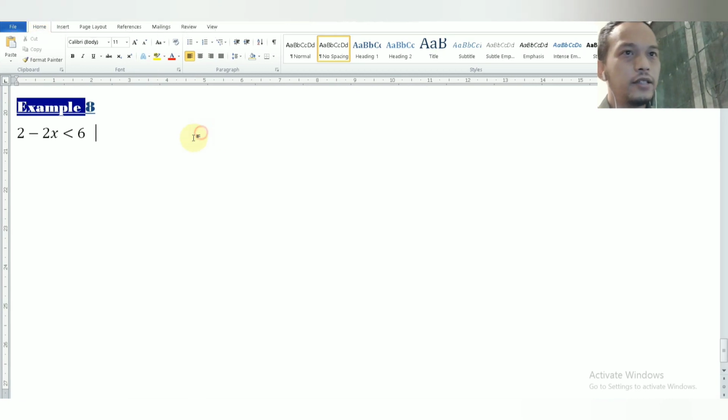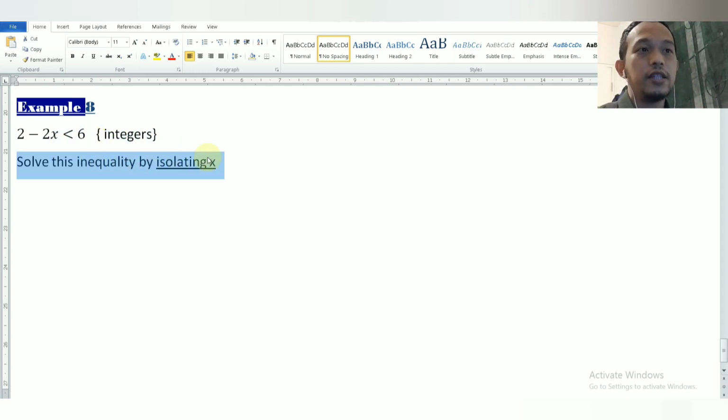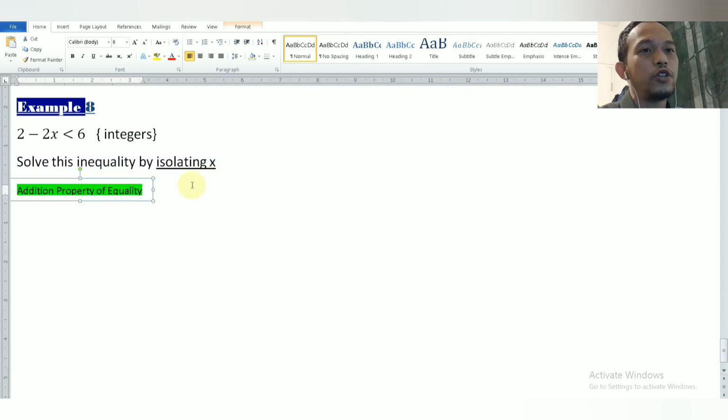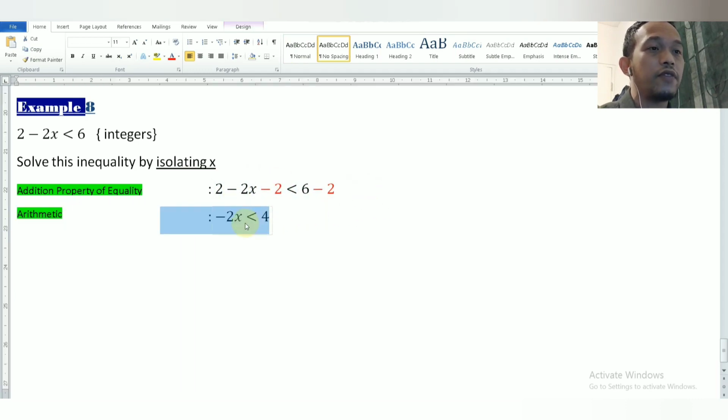This is example 8. Here is the inequality 2 minus 2x less than 6. Let's put the domain as integers. So let's solve this inequality first by isolating x. First I will use the addition property of equality and subtract both members by 2. After that I will do the arithmetic. In the end I will have negative 2x is less than 4.